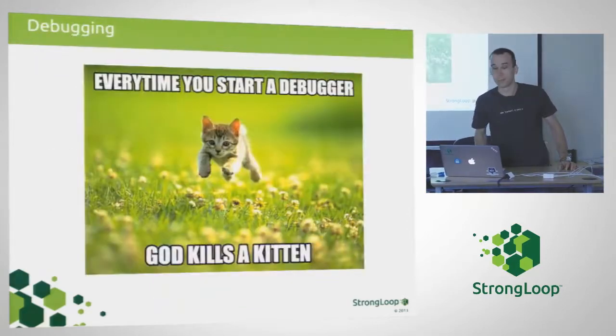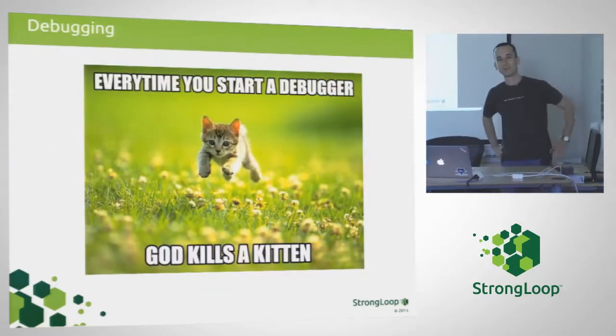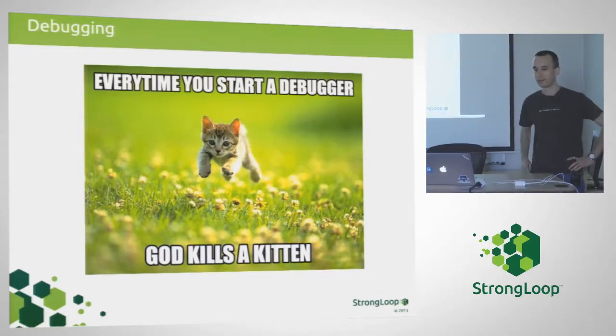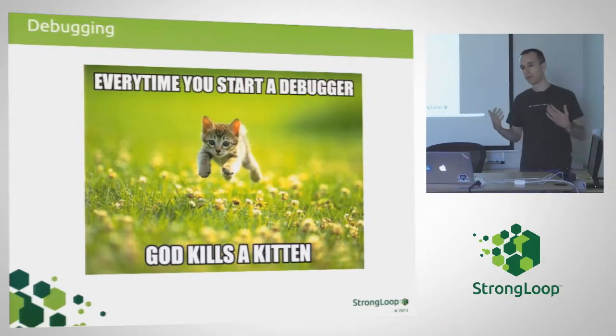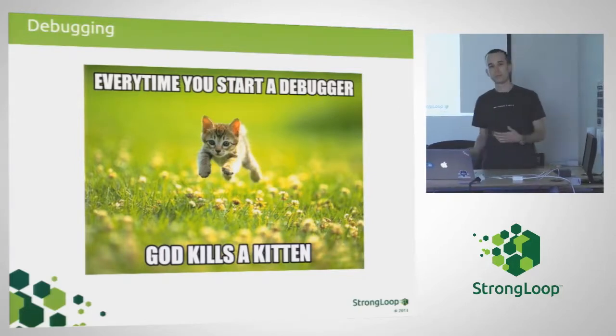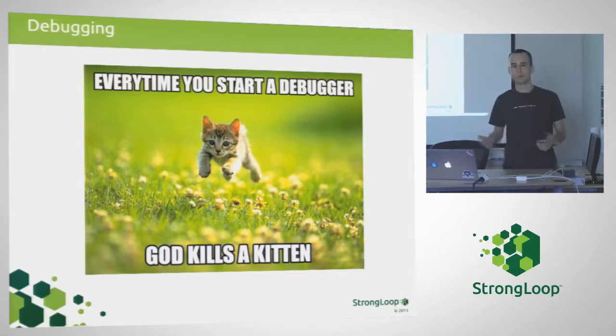So, about debugging. First thing I would like to tell you: when you need to start your debugger, you failed. So you should use the debugger only as a last resort. And the reason for that is that debugging your application is very slow, very time consuming, and very manual. And why should we do manual things when we can automate?